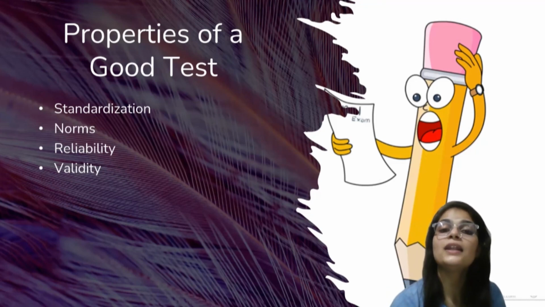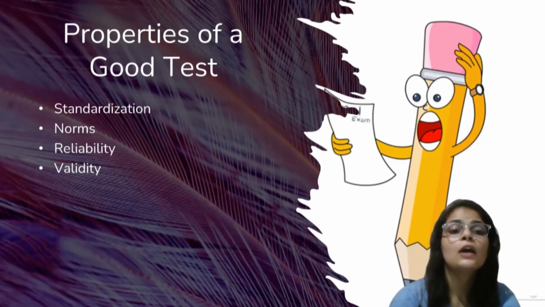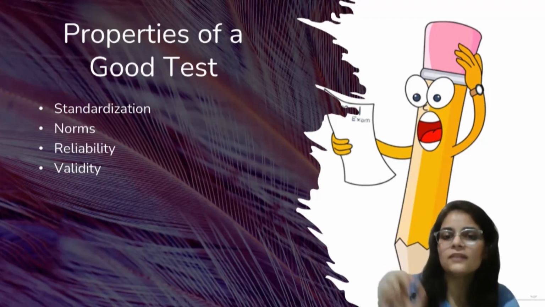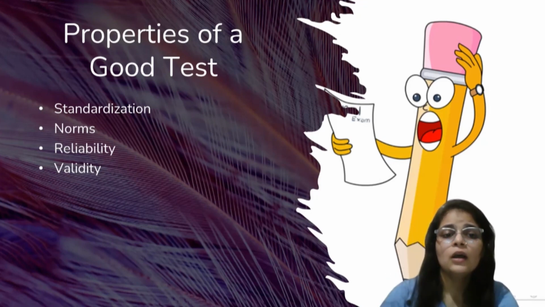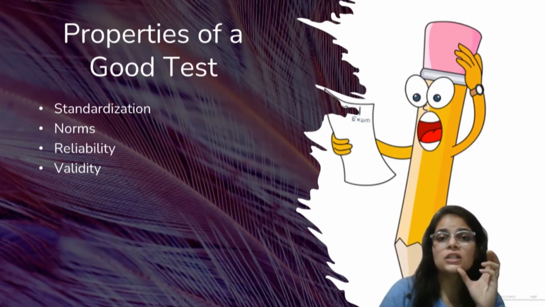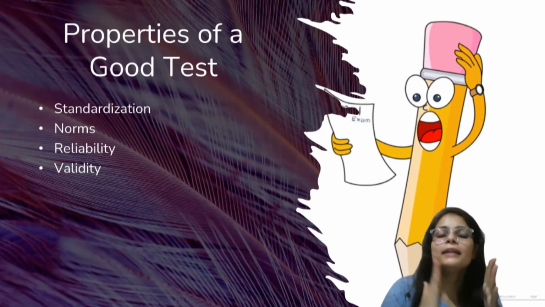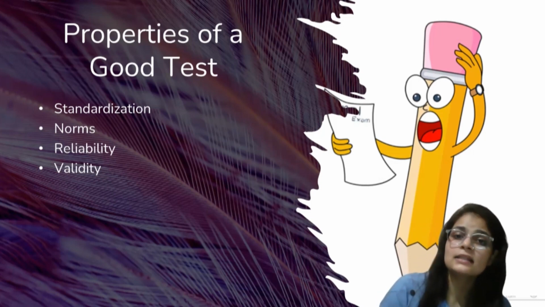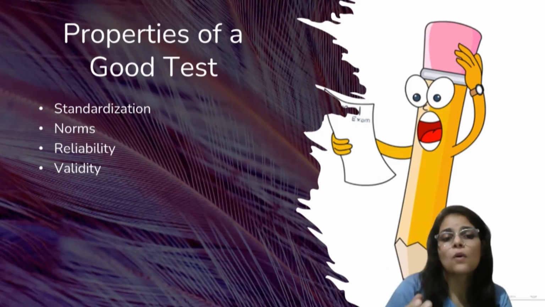Moving ahead, the next property is norm. What is a norm? A norm is a score obtained by the representative sample on which the test is developed initially. A norm can be said to be a standard score which is used to make comparisons. These test norms help in providing information about high, low, and average performances. The scores of the individual taking the test are compared with these norms, to make a comparison with the standardized sample.